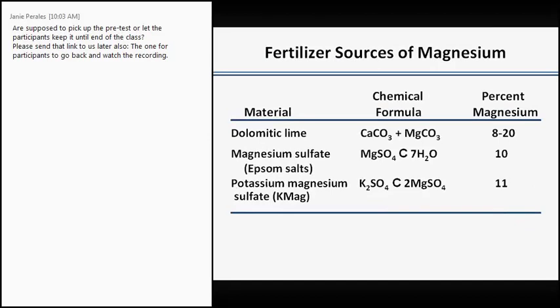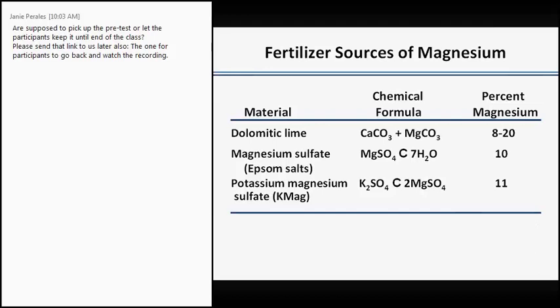Magnesium, again, dolomitic limestone. This is a combination of calcium plus magnesium carbonate. Depending on how much magnesium is actually there, you're going to end up with somewhere between 8 and 20% magnesium in that compound. Magnesium sulfate, which is Epsom salt, and again, this C that's there should be a dot. So it's magnesium sulfate with 7 waters attached to it. And then potassium magnesium sulfate, which is K-mag or sulfomag, and again, that C should be a dot. Potassium sulfate with 2 magnesium sulfates. I'll have to check that a lot closer next time, so I apologize for that.